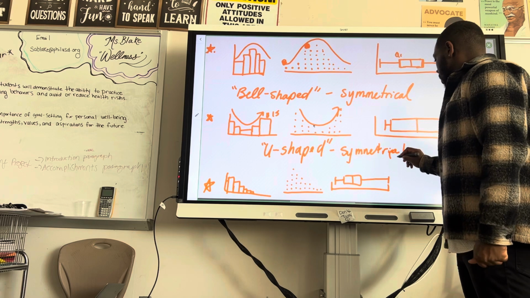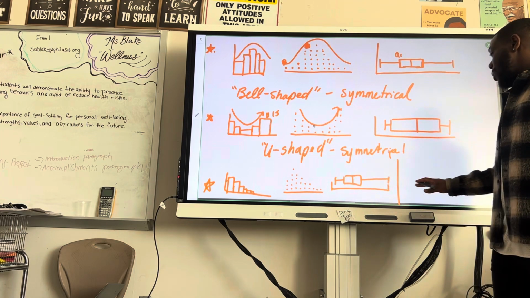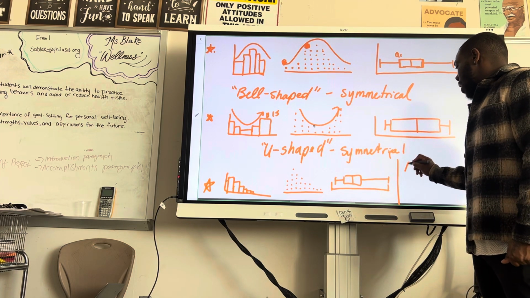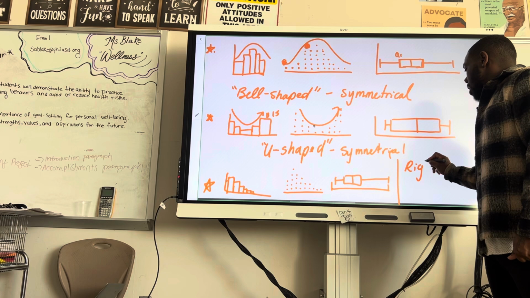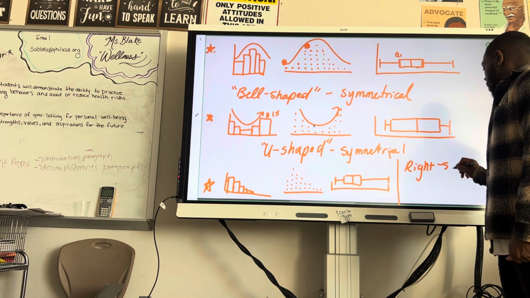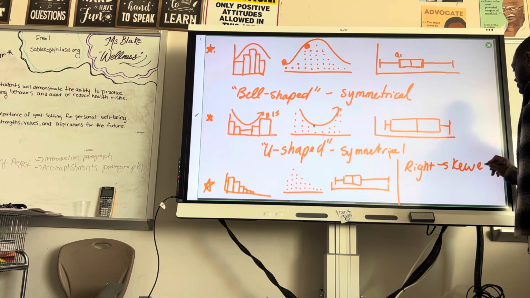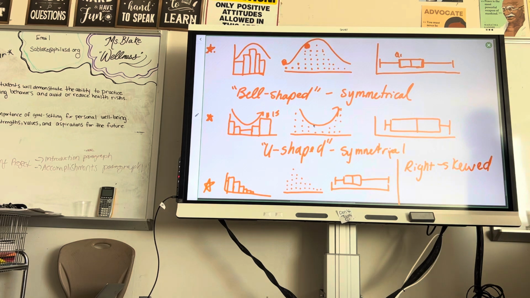All right, so everybody, we call this a what? Skewed. We call that right skew. Skew to the right side of the graph. That means the data gets really, really small as you go towards the right.